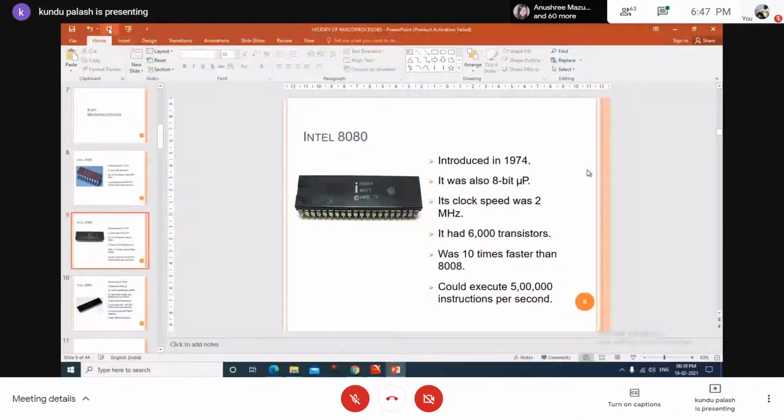Then the 8080 comes into the picture. In the same year, 1974, it was an 8-bit microprocessor. The clock speed again has been raised to 2 megahertz, that is 2000 kilohertz. 2 megahertz means 2 into 10 to the power 6 hertz, so the clock speed is quite high. It can execute a large number of instructions per second, 5 lakhs, which is 10 times faster than the 8008.